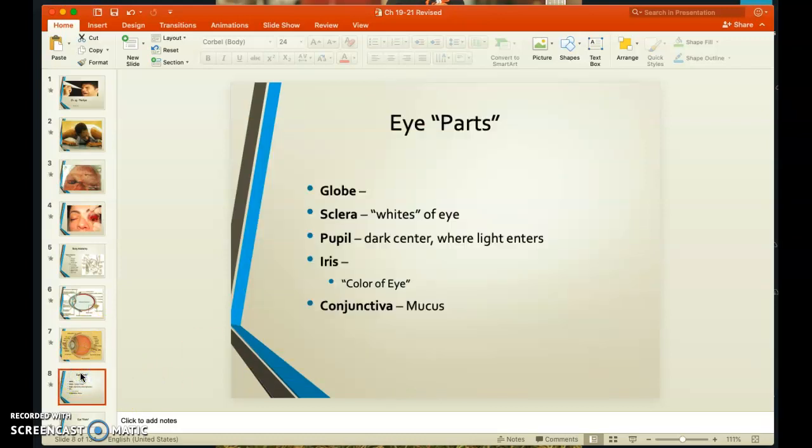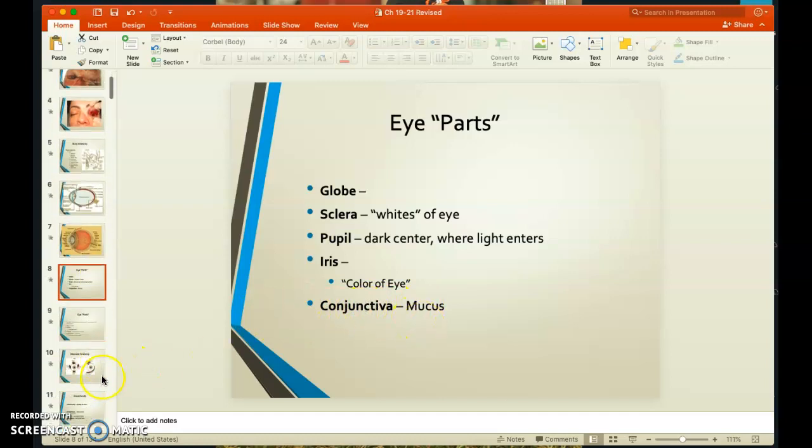Main parts I want you to be aware of, though. Globe is the eyeball itself. Sclera, that's the whites of the eye. Pupil, the dark center. Iris, there's their color. And then conjunctiva is the mucous membrane, just to help keep the eye itself clean.